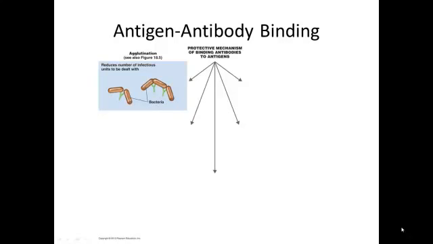Now let's talk about the functions of antibodies. Antibodies perform certain functions for the immune system. The first one is agglutination. Agglutination is clumping of your pathogen.